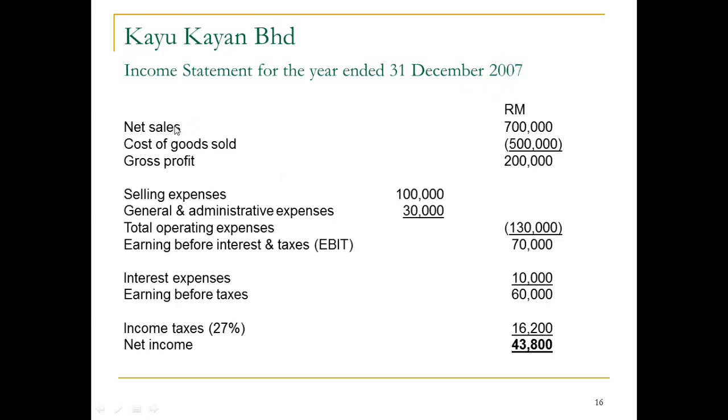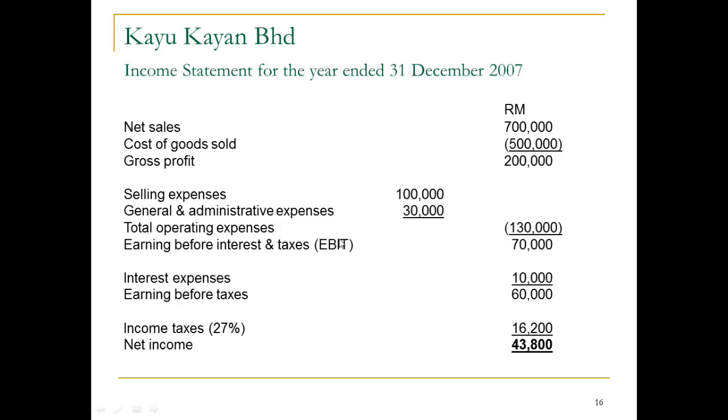So if you look here, we have net sales of 700,000 ringgit. Then we minus the cost of goods sold, which is 500,000 ringgit. Then we have a gross profit of 200,000 ringgit. This gross profit, we deduct all the expenses, from selling expenses and general and administrative expenses, totaling 130,000 ringgit. So our earnings before interest and taxes, or EBIT, is 70,000. So 200,000 minus 130,000, you get 70,000.